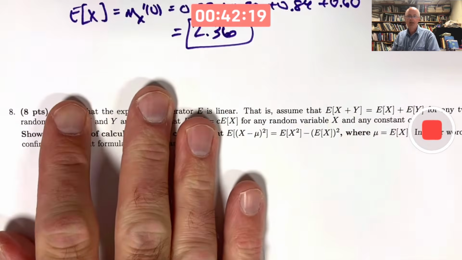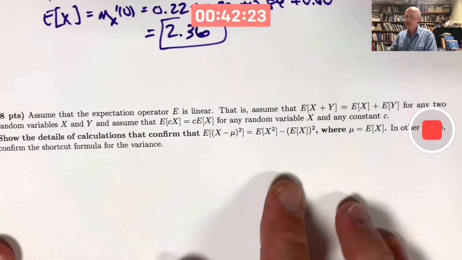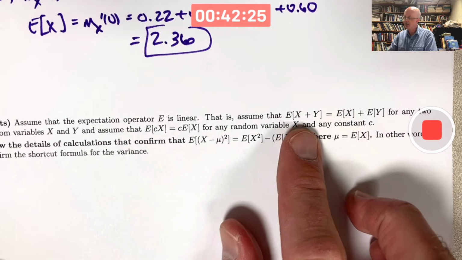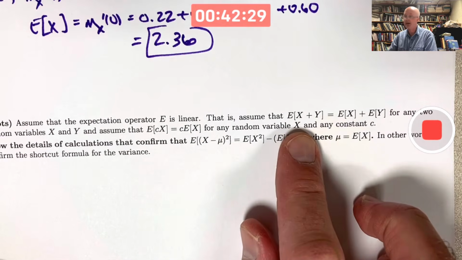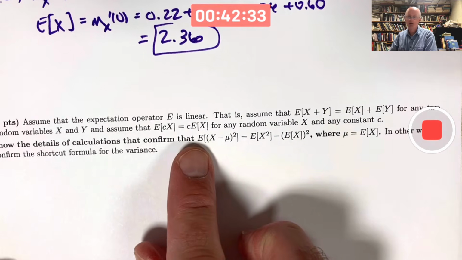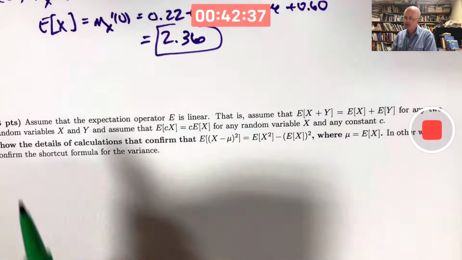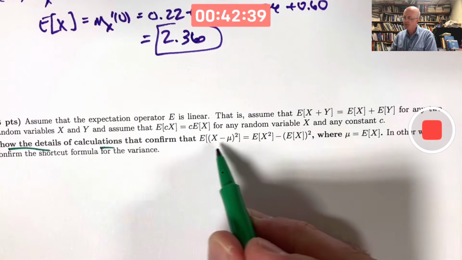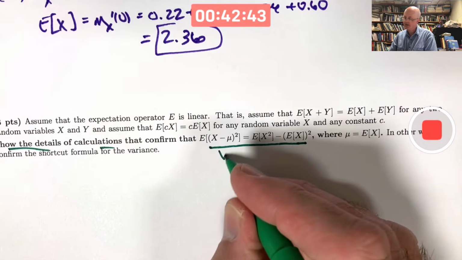Number 8 is an abstract question. Assume you know some properties of the expected value operator, that it's linear. For example, E of X plus Y is E of X plus E of Y. The mean of X plus Y is the sum of the means of X and Y individually, and you can factor out constants. Goal is to show the details of calculations to confirm this formula here, which is also known as the variance of X.